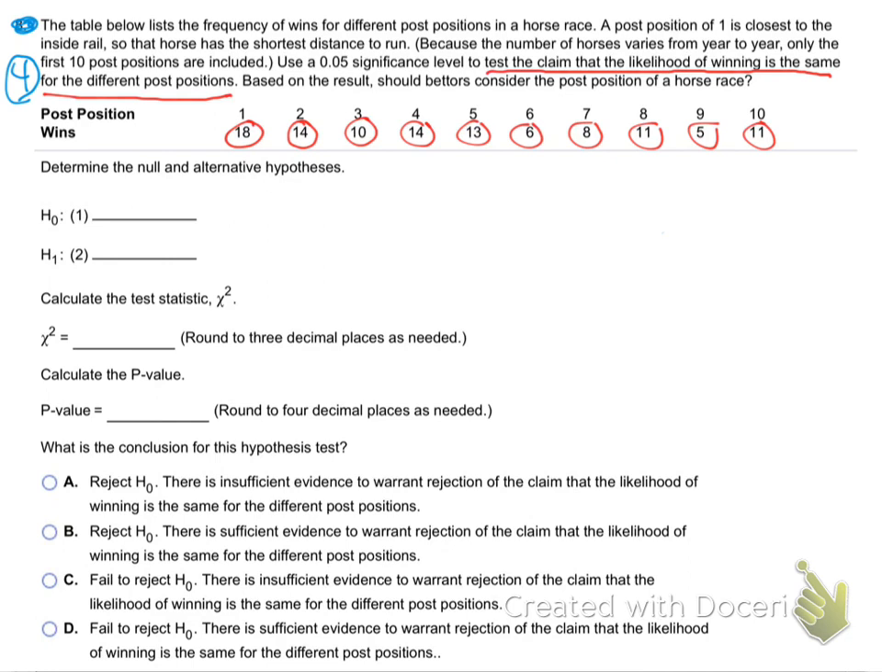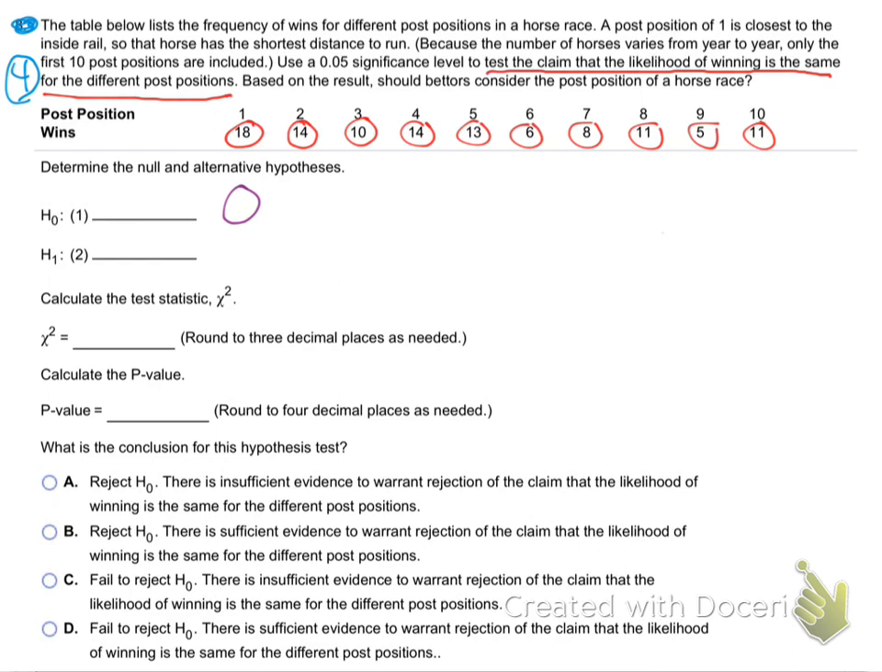So if it really is the same, how many would we expect to see in this spot here? If it's really the same, meaning it makes no difference. That's what we're wondering. Does it really make no difference where the horse starts? They should all be equal, shouldn't they? They all fit in there.